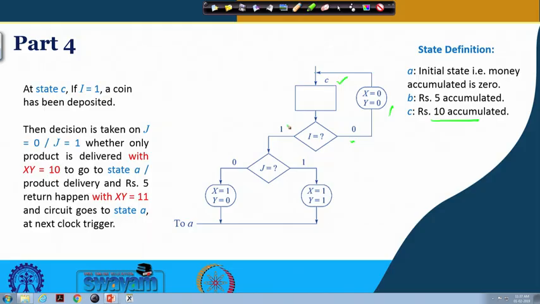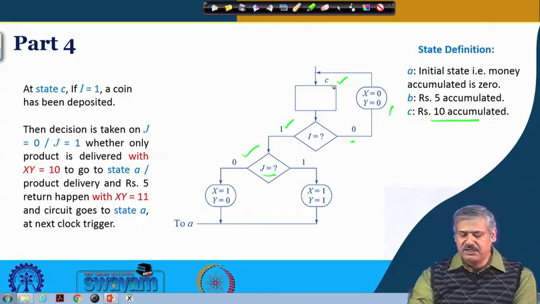And if I is equal to 1, then either rupees 5 or rupees 10 has been deposited, which depends on J. So, again a decision is to be made based on J. So, if J is 0, what does it mean? Rupees 5 has been deposited. So, rupees 10 was there and rupees 5, so rupees 15 has been received. So, within that clock cycle itself, the product x can be delivered by making x equal to 1, and y equal to 0, and it goes to state A.